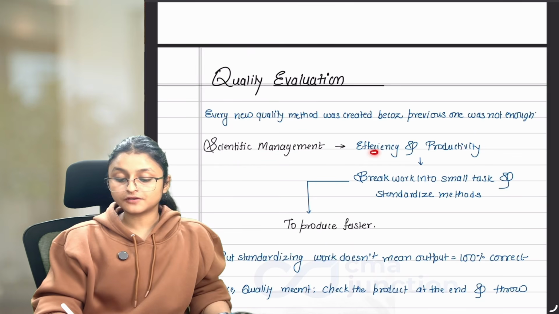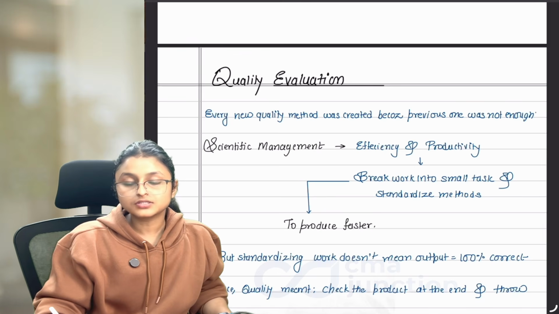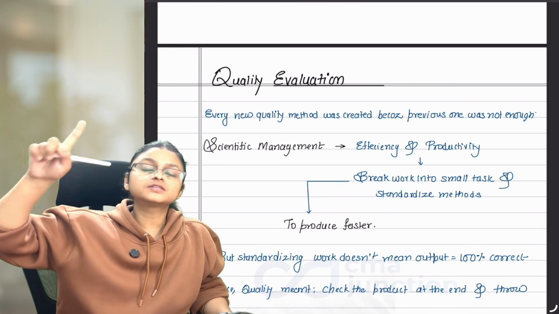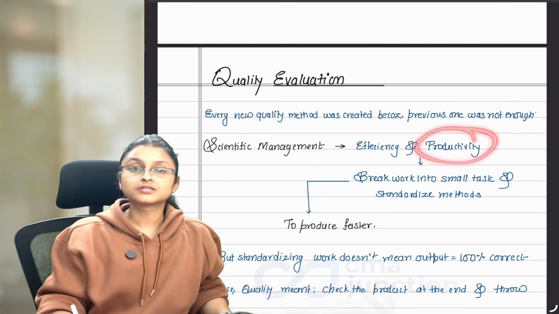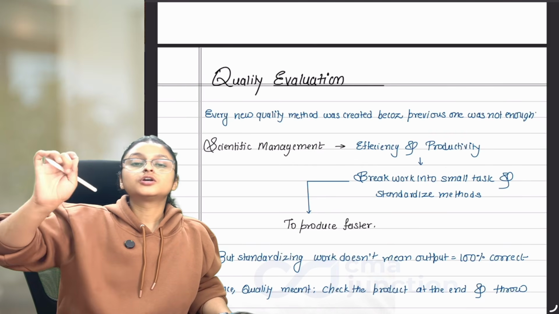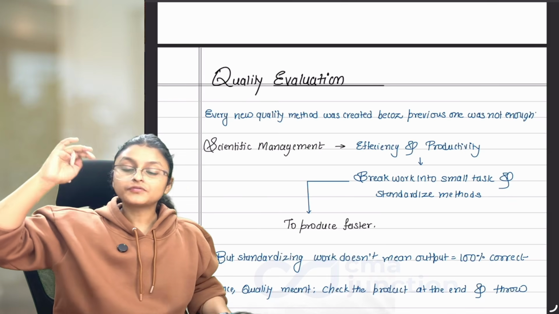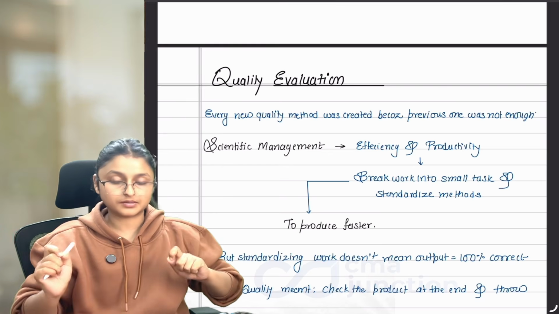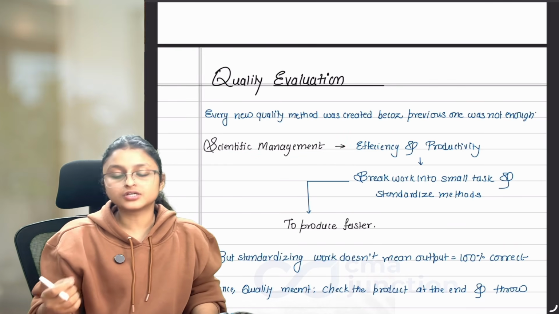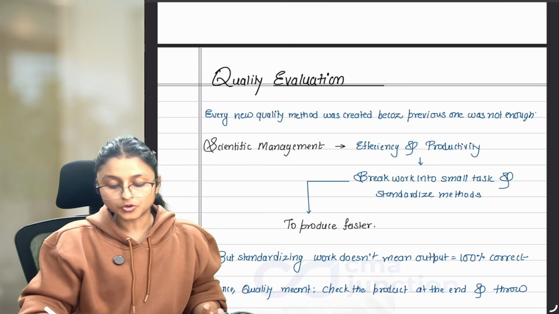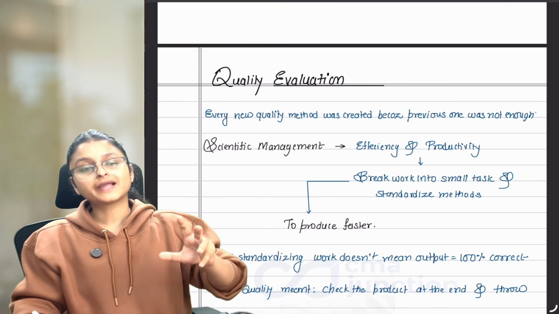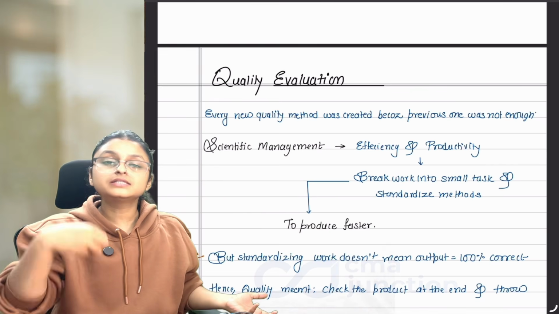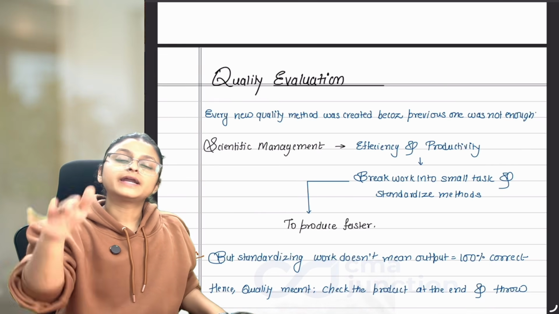Scientific management focuses on efficiency and productivity. Now, what does it mean? Efficiency means using less resources to achieve the same output, and productivity means using the same input to achieve higher output. So, we were trying to use less and less resources to achieve more and more output with the same. In scientific management, we used work study for the same, through which we broke down the work into small tasks and standardized methods for performing the work, so that in least time we can perform the work at least cost.